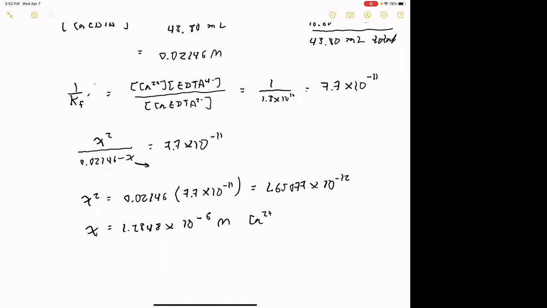I think it looks like 2, doesn't it? So basically it's about 1.3 times 10 to the minus 6 molar calcium. So yeah, I've got a little bit of calcium ion in there, guys.